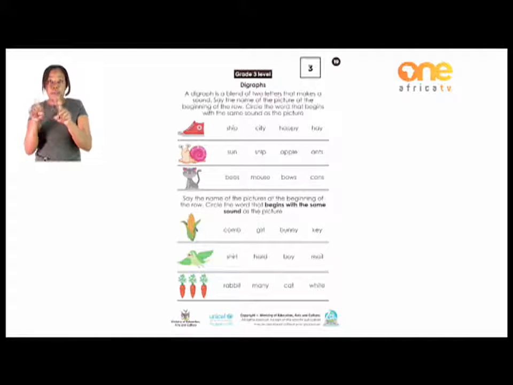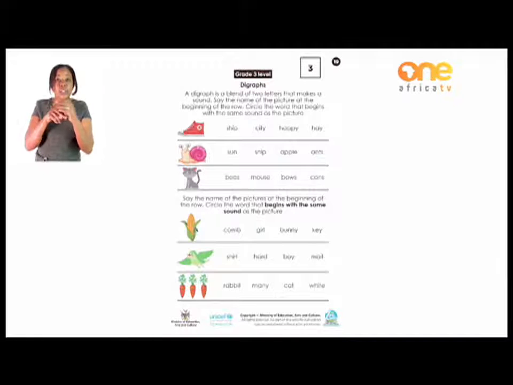You say the name of the picture at the beginning of the row first. After you have done that, you circle the word that begins with the same sound as the picture. The first picture, what is that picture? That is a shoe. What sound does the shoe give us? The two letters that come together, s h, and when they come together, which sound do they give us? They give us a shh. Now, which one there do you think is the word that has those two blending letters together? Number one is a ship, a city, happy, and hey. Which word gives the sound of the picture?